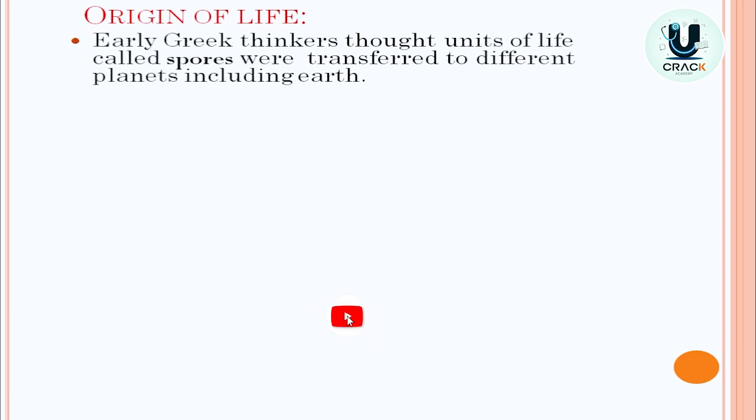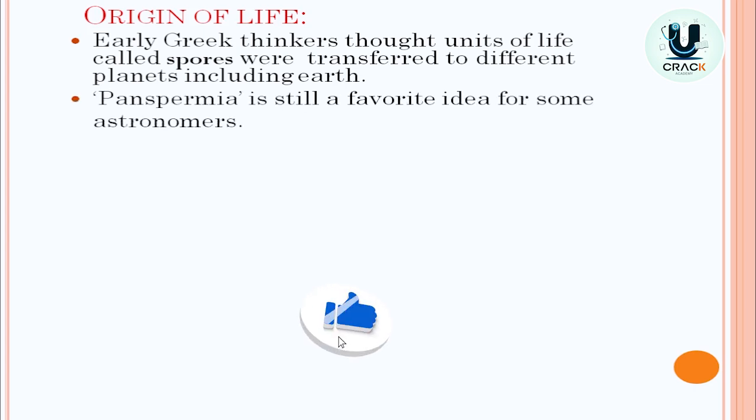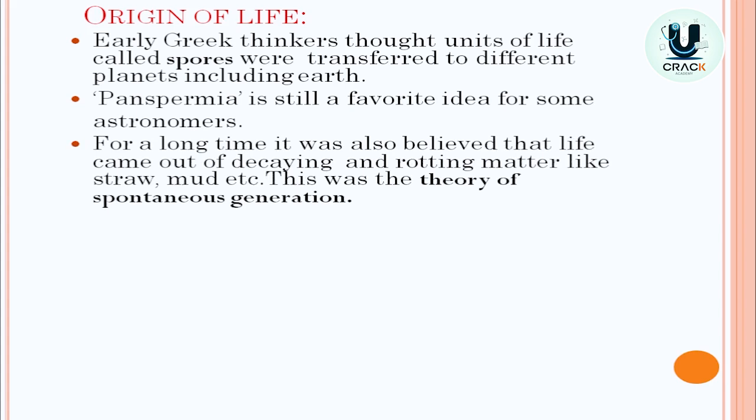Origin of life. If you take the early Greeks, they were good thinkers, where the spores, you can see some spores on fungi, transferred to different planets including Earth. Panspermia is still a favorite idea for some astronomers. For a long time, it was believed life came out of decaying and rotting matter like straw, mud, etc. This is actually the theory of spontaneous generation.